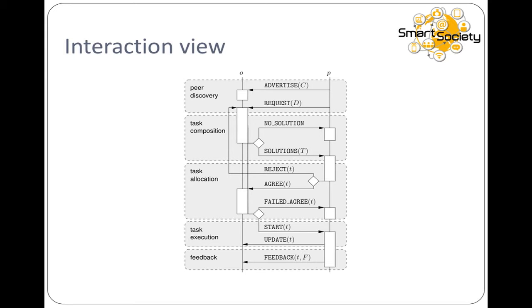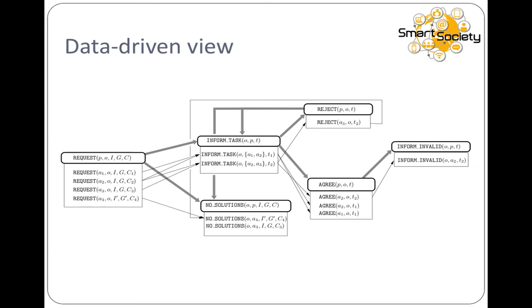If agreement is reached, then we can move on to the task execution stage, which involves peers sending updates to the platform to track execution status. Finally, the peers, from the point onwards where a task starts, can provide feedback on this task and its participants.